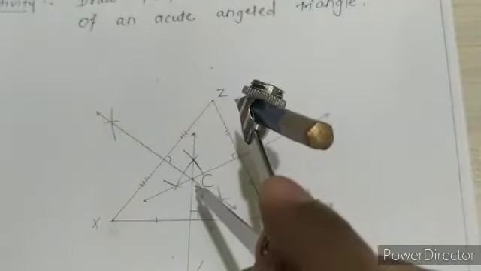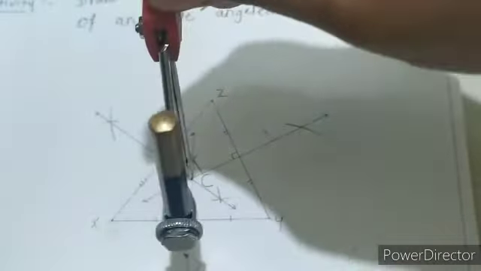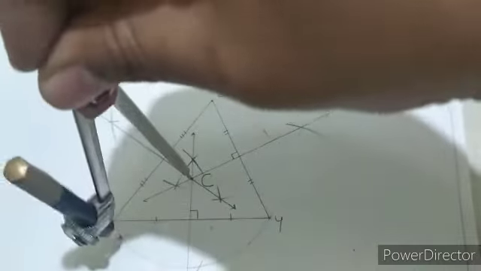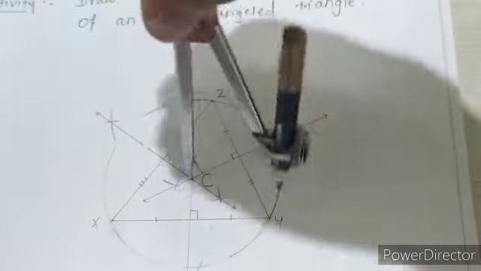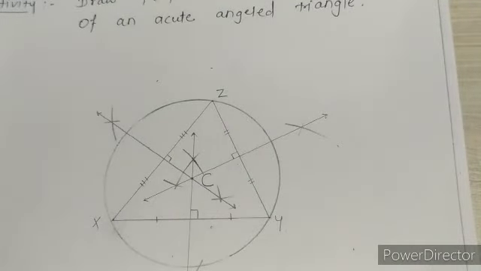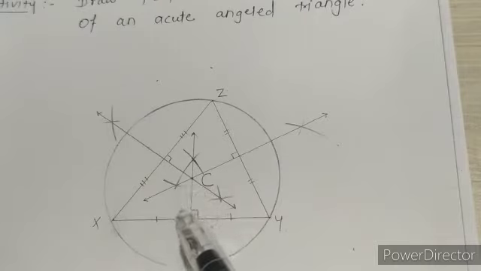So distance CZ, CX and CY. If I draw a circle, it will be touching all three vertices, like this. So from this we can say that the vertices are equidistant from C, the point of concurrence. Okay, so this is about the acute angle triangle. Now we will do it for the obtuse triangle.